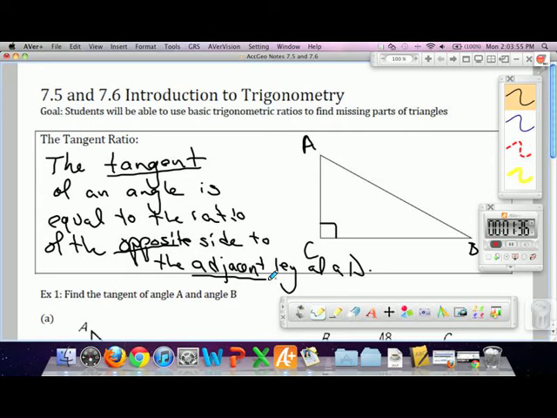So if we're in a triangle, we want to find the tangent ratio of an angle. We'll pick one of the angles. So let's say we find the tangent ratio of angle A, or tangent of angle A. The tangent of angle A is equal to the ratio, or the fraction, of the length of the opposite side compared to the adjacent leg. Legs are the sides that make up the right angle, and the hypotenuse is what's across.